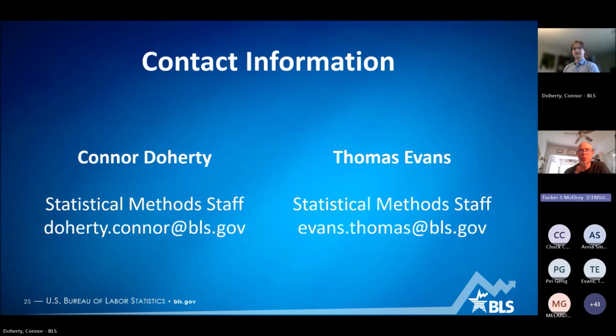Bill actually put his question in the chat, so I'll read this out. What are your standards for publication? Are they variances of the estimates or smoothness of the seasonally adjusted series?